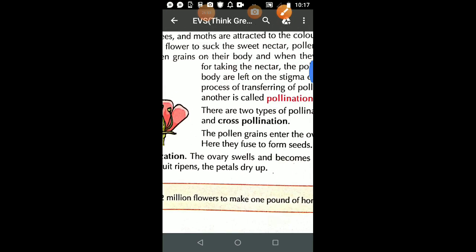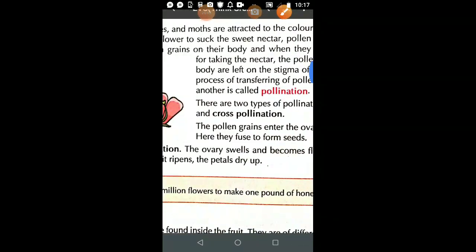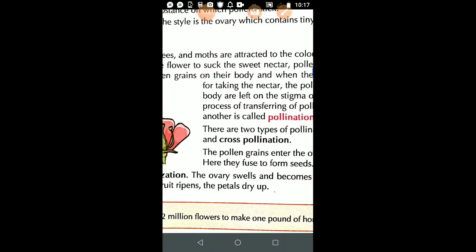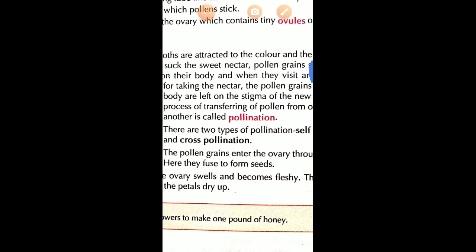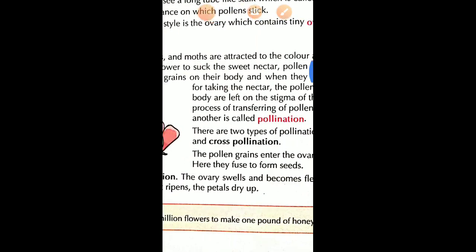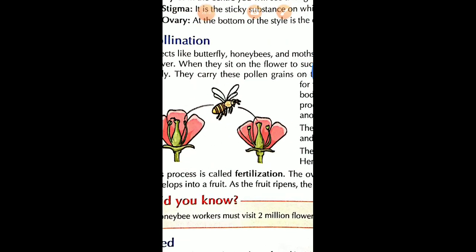Okay, is it clear? Here it is also given in your book. The pollen grains enter into the ovary through the style. Here they fuse to form a seed, and this process is called fertilization. So in very simple language, I explain to you the result of pollination. So student, fertilization occurs after the pollination. Now the question arises in your mind, why is the sir using the word fertilization? See student, fertilization occurs after the pollination.